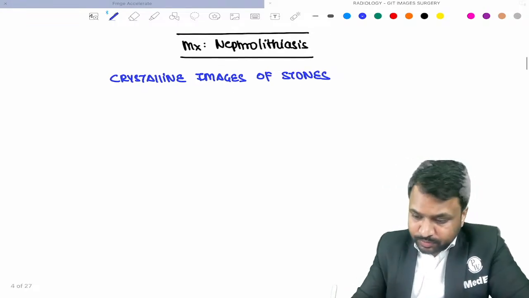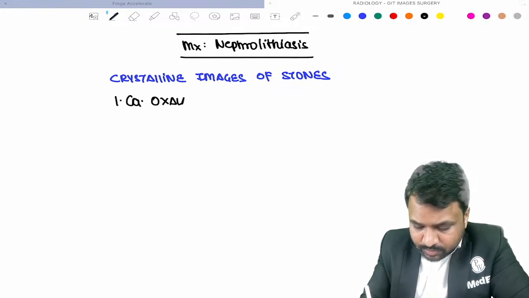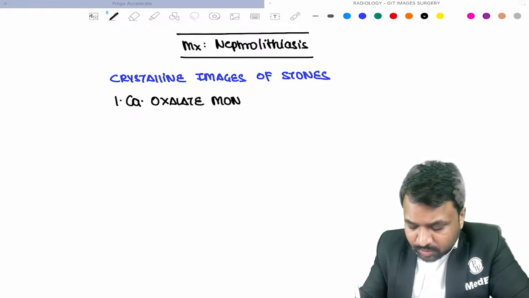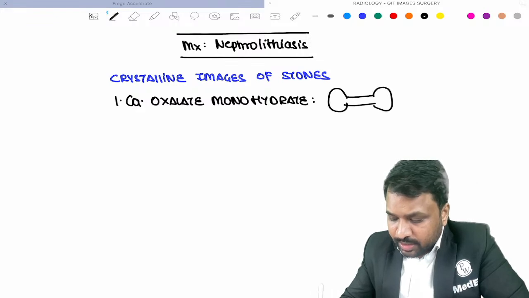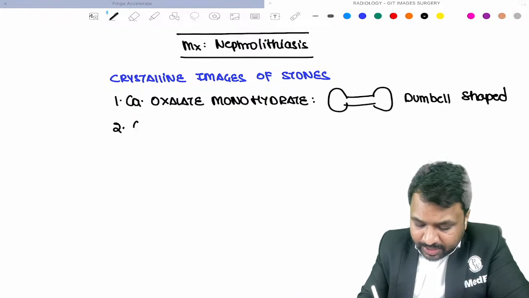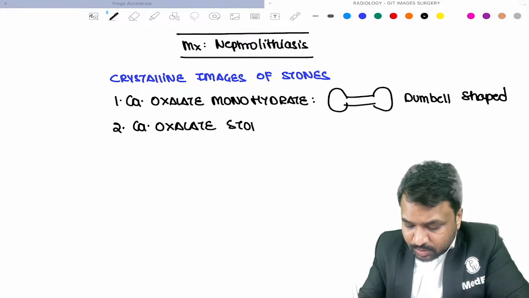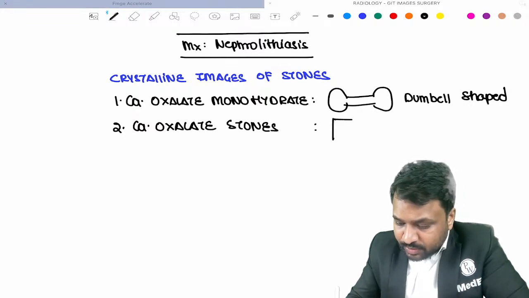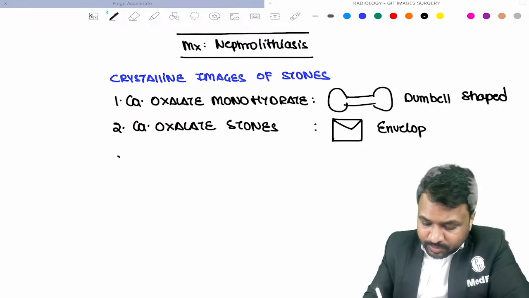Now, in the crystalline images of stone, number one is going to be calcium oxalate monohydrate. Now this calcium oxalate monohydrate would look something like this. This is what we call the dumbbell shaped crystals, right? Now then you have the calcium oxalate stones, which will have a presentation like this, called the envelope shape.